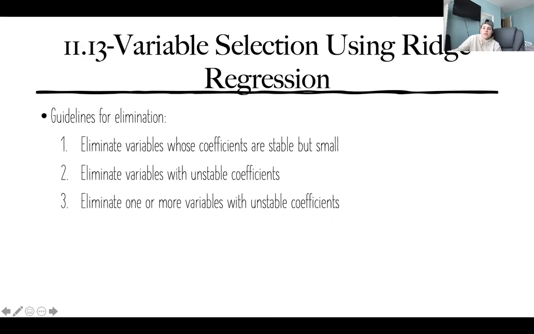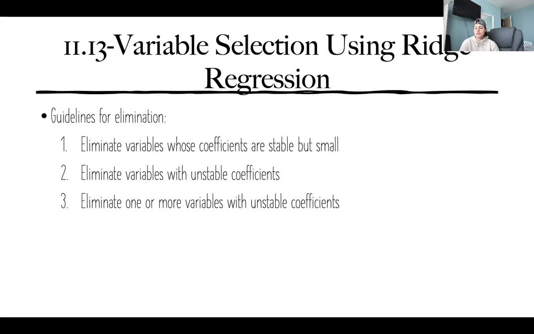All right, so 11.13, we're going to discuss variable selection using ridge regression. The one main goal of ridge regression is to produce a regression equation with stable coefficients. The objective of a good variable selection is to select a set of variables to provide a clear understanding of the process being studied and then formulate an equation that provides an accurate forecast of the response variable corresponding to the values of the predictor variables not included in the study.